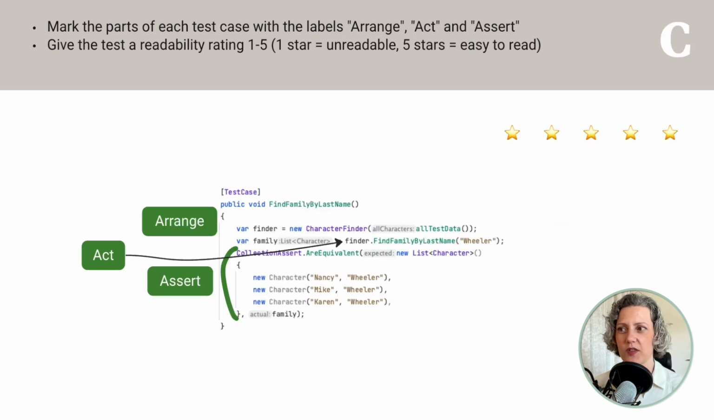This one is also a few more lines of code, but actually, if you look at it, there's only 1 arrange, act, assert in this. And the assertion is a little bit more complicated, which is why it's a few more lines of code, but I think it's still quite straightforward to read. So I give this one 5 stars for readability. I don't know what you thought.